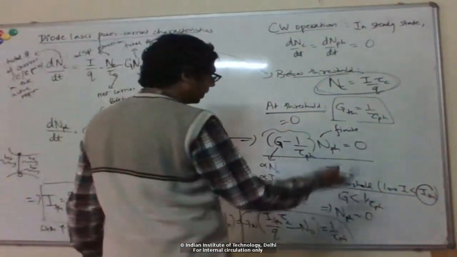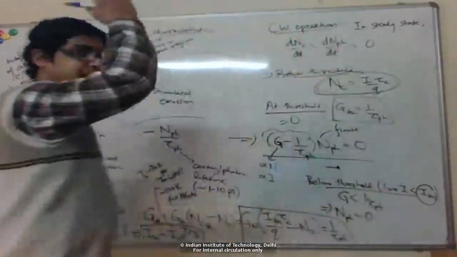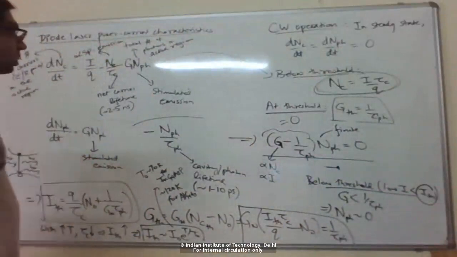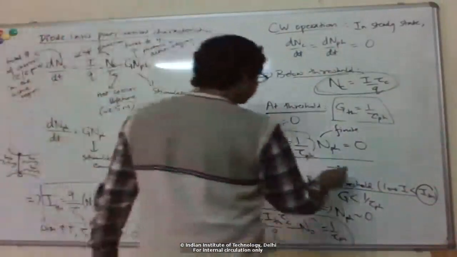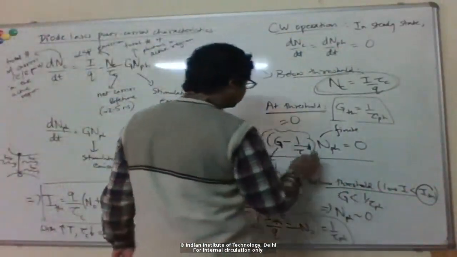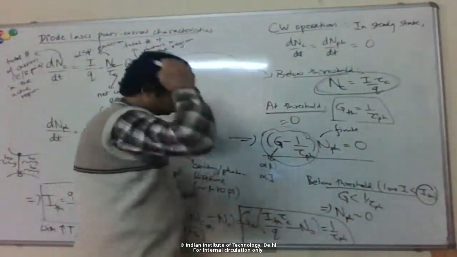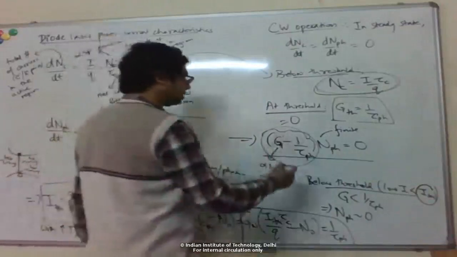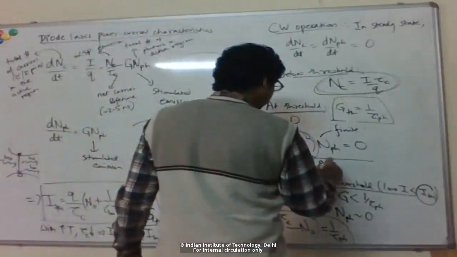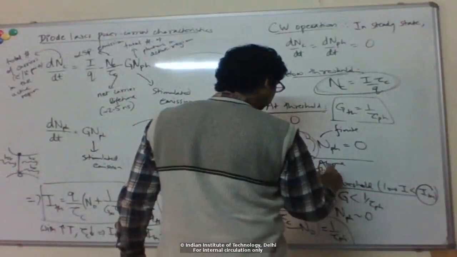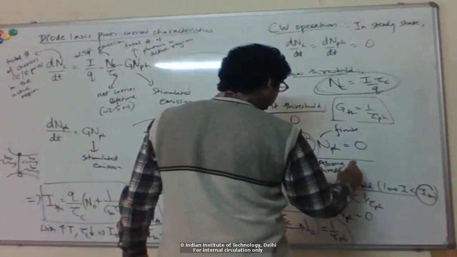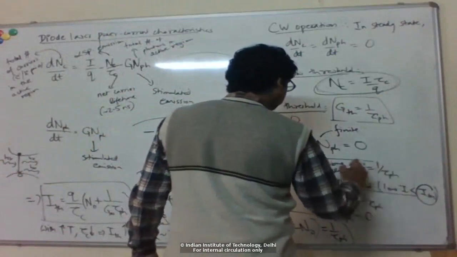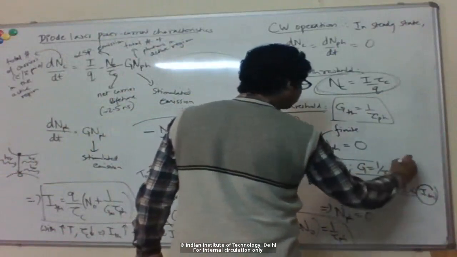Beyond threshold, we actually expect the photon number to go up, because now the device is on and stimulated emission is taking place. So you can see from this equation, the only way for it to happen is if this quantity remains 0, even for I greater than I threshold. So above threshold, G remains equal to 1 over tau photon. This is known as gain clamping.